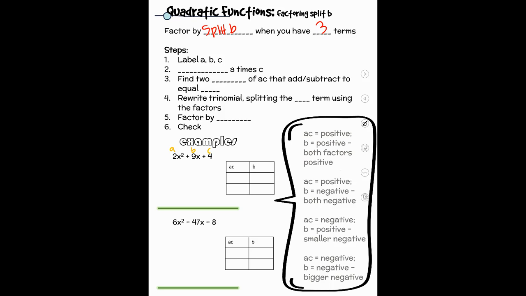And then, what are we going to do? We are going to multiply our a times our c. So what is a times c? 2 times 4. Oh my goodness. 2 times 4 is 8.